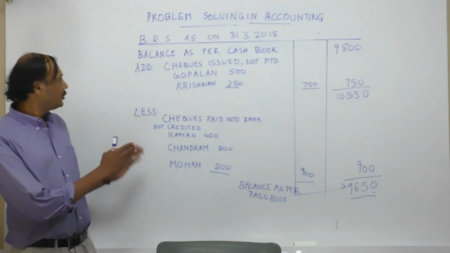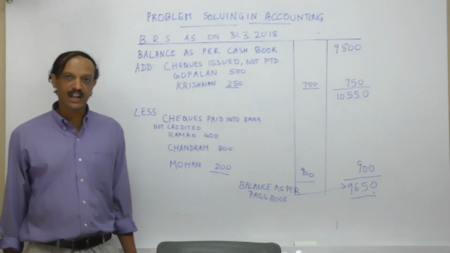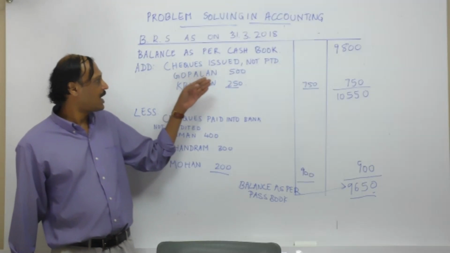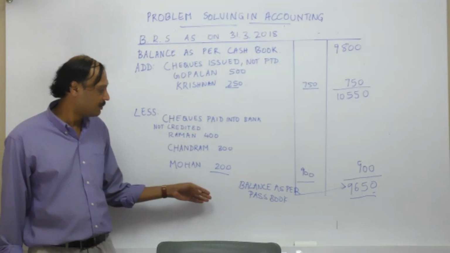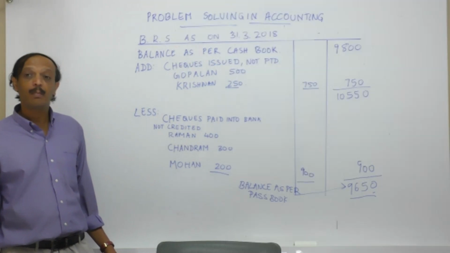So you saw in this problem how to reconcile the differences as per the balance as per the cash book and the passbook with a simple or a positive balance.